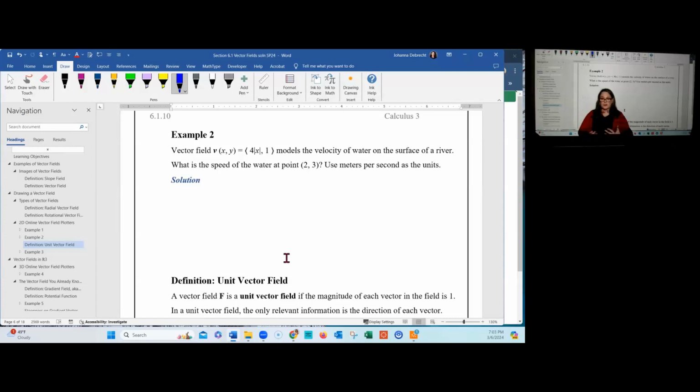If we want to know the speed of the water at (2, 3), we need to know what the vector is at that particular point. So the vector, and remember these are vectors, so use harpoons if you're writing it by hand, at (2, 3) is going to give us ⟨4 times the absolute value of 2, 1⟩. And this would give us the vector ⟨8, 1⟩.